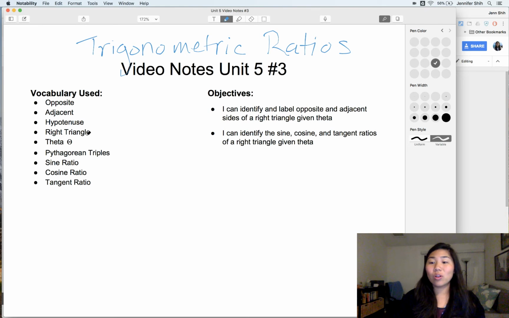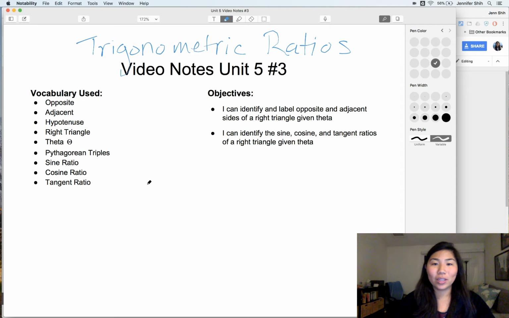So the vocabulary we're going to use today is opposite and adjacent and hypotenuse, which you've heard of, right triangle, theta, and this is the symbol for theta. I might say Pythagorean triple somewhere. Sine ratio, here are the big ones: sine ratio, cosine ratio, and tangent ratio. So in this video, you have to listen to how I say these ratios and these functions, because if you say them incorrectly, you're going to sound a little silly, and I don't want that to happen. So listen to how I say these words throughout this time.